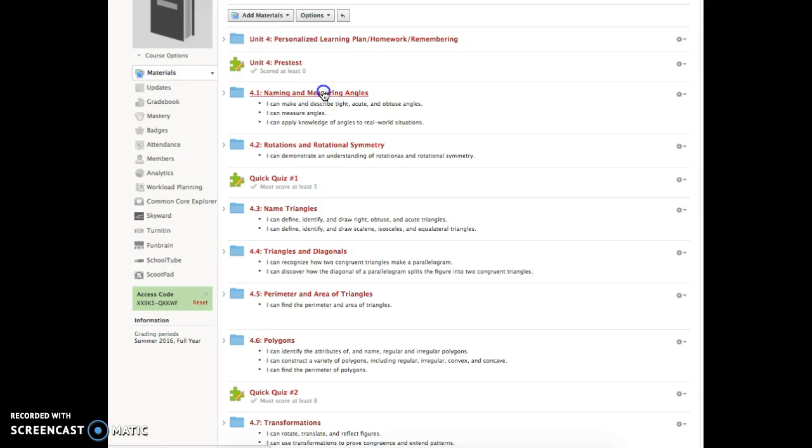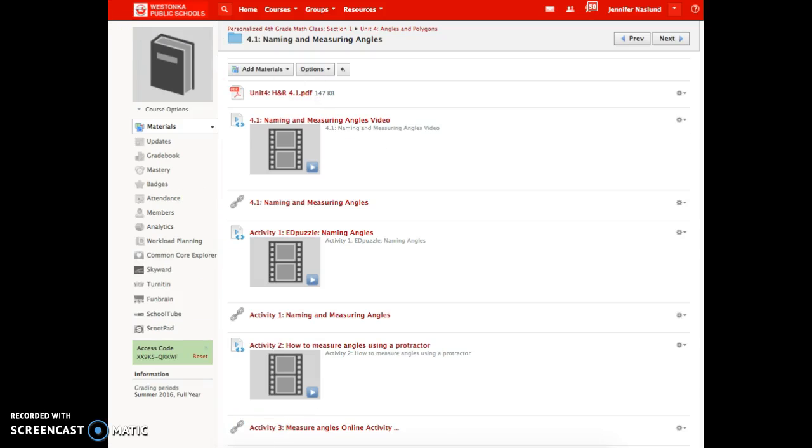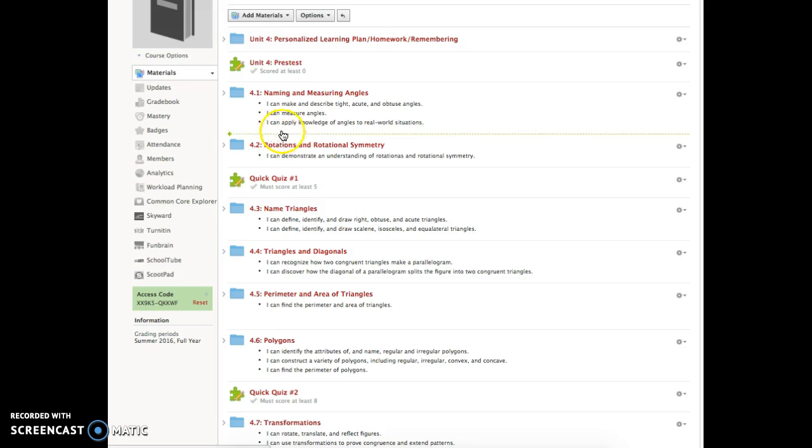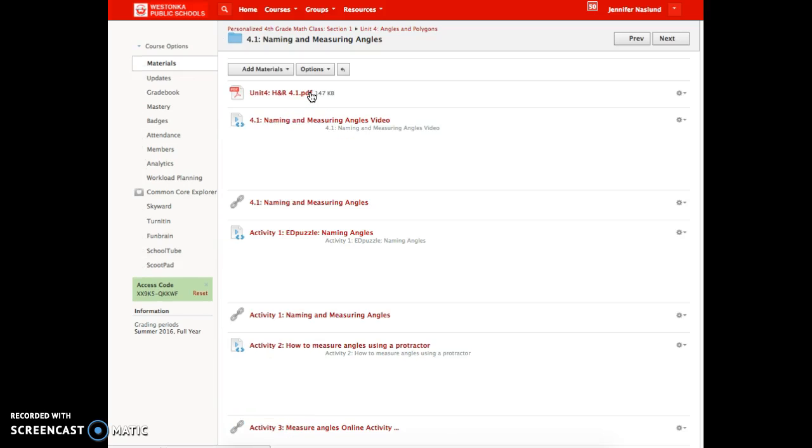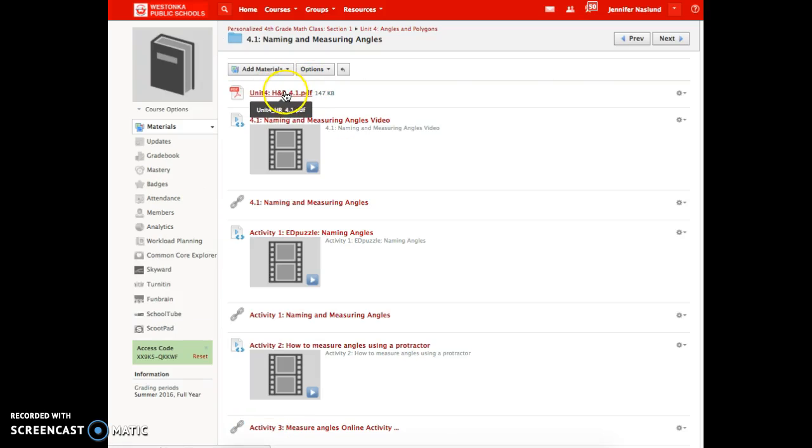Now within the units, first off, sorry, I'm going to go back. I want you to notice we have the specific learning target for that unit written on the folder. And then we get into the unit, and this first sheet here is our homework and remembering sheet. This is the sheet that we got with our curriculum that the kids do. The remembering sheet reviews the skills. The homework sheet is our new skill. And if a kid needs to do the lesson, they need to complete both that homework and remembering sheet.